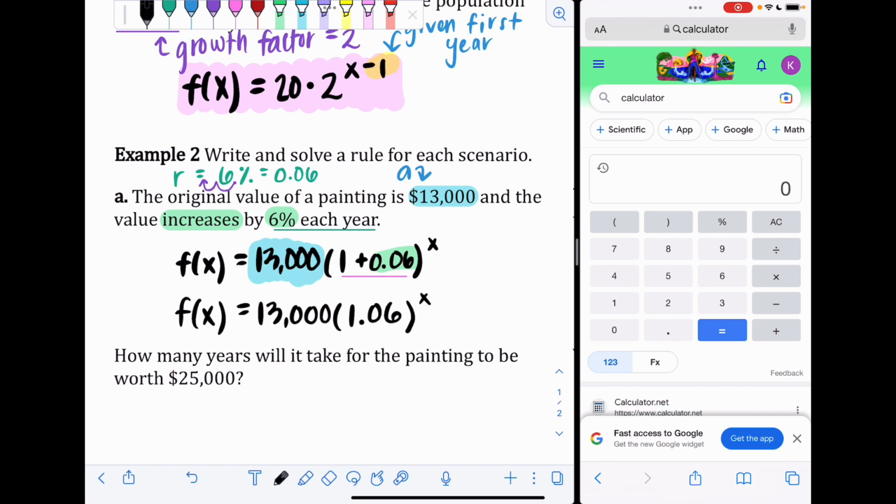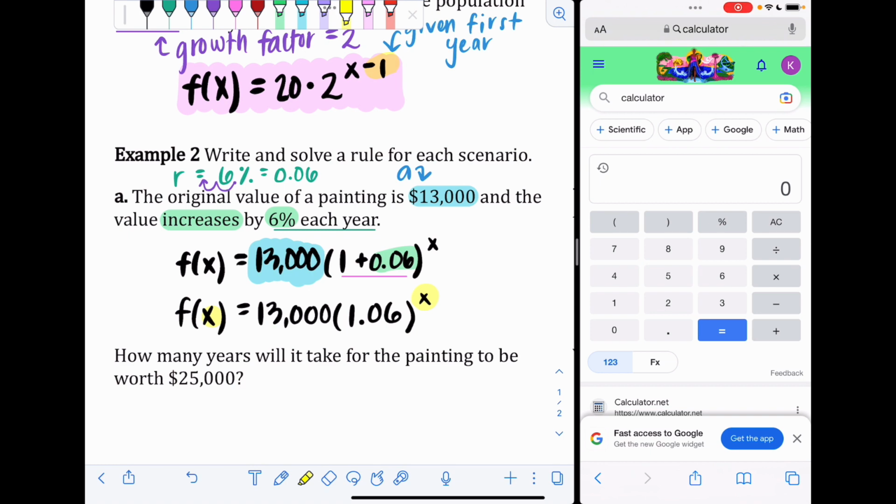Okay, and then for the next section, how many years will it take for the painting to be worth $25,000? So this is written in function notation. In this case, our input, our independent variable, is time, and that's x. So whatever I put in for x is going to be the amount of years that are going by. So if it's 1, it'd be 1 year, 2 would be 2 years, and so on. This f of x means the value of the function evaluated at that x value.